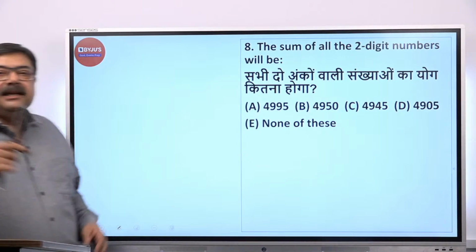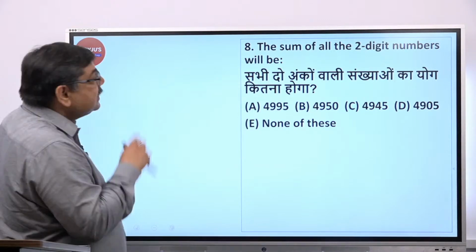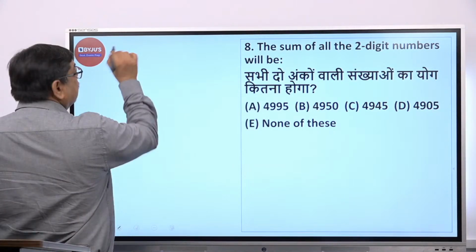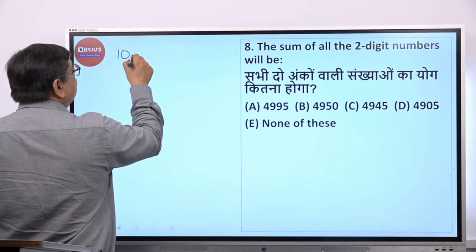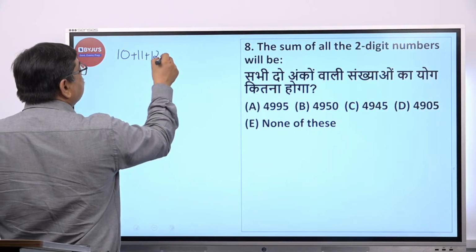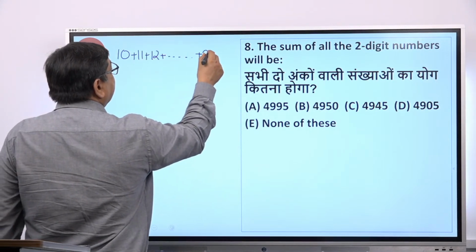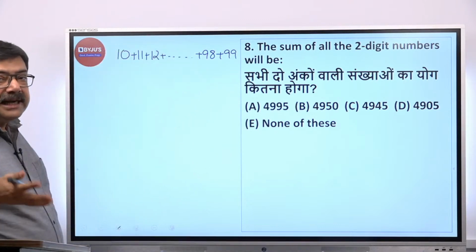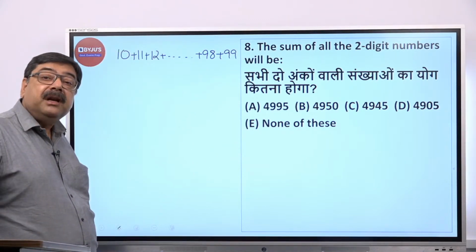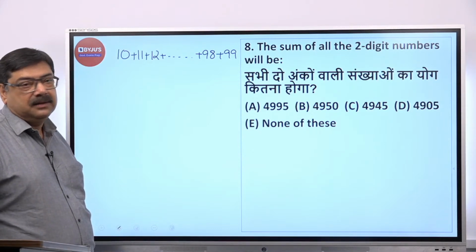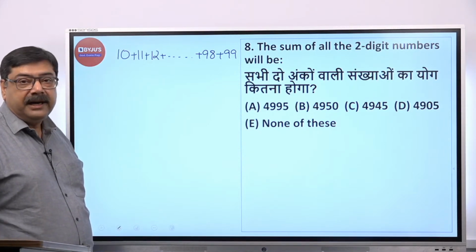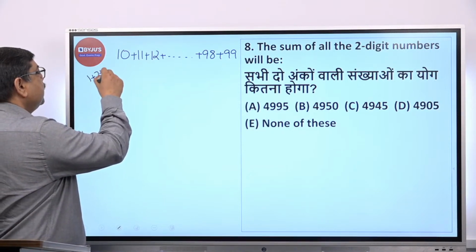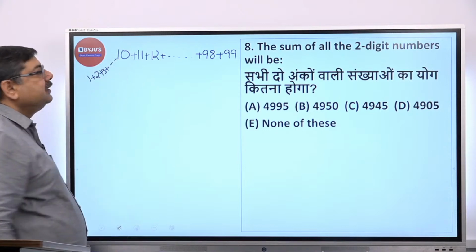Okay, let's start. It says sum of all the 2-digit numbers will be. So basically we are saying 2-digit numbers, they start with 10. So 10 plus 11 plus 12 so on plus 98 plus 99. So the smallest 2-digit number is 10. The highest 2-digit number is 99. So this is what you want. Alright. What did we skip? Well, we skipped 1 plus 2 plus 3 so on till 9.